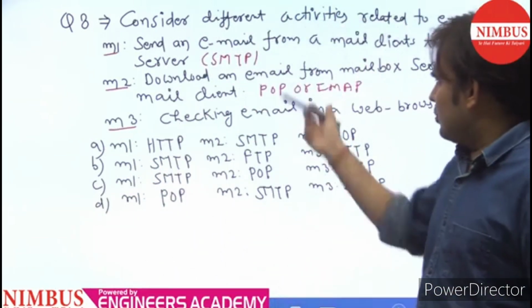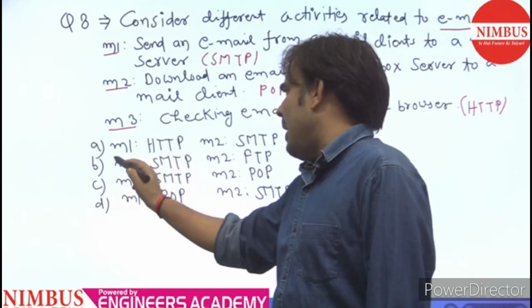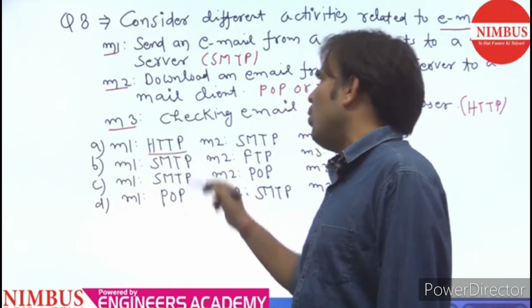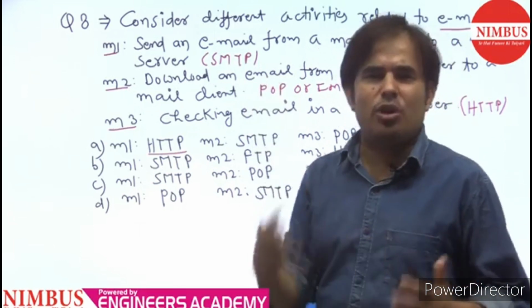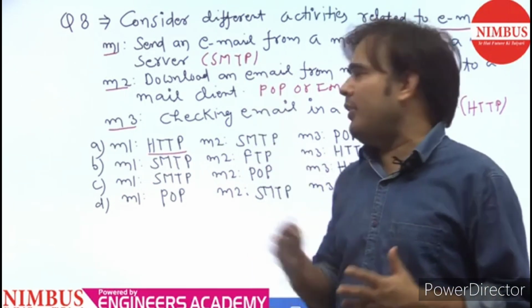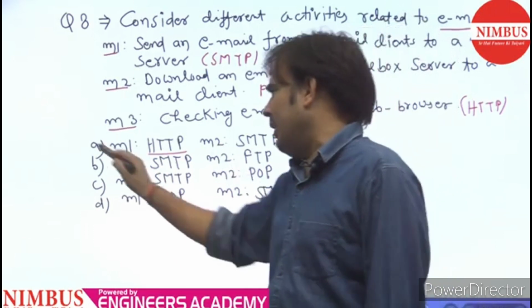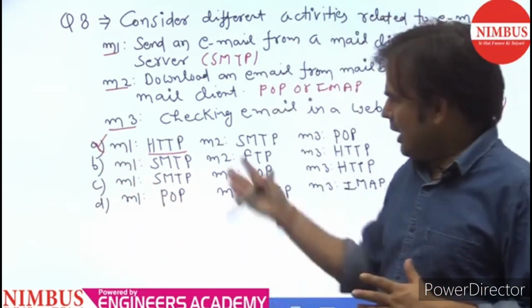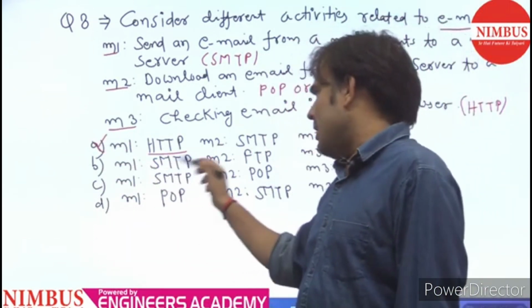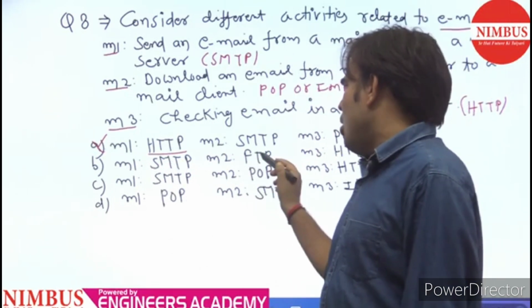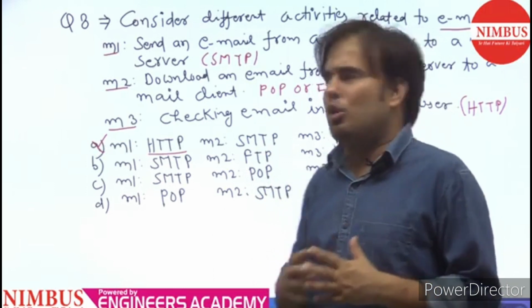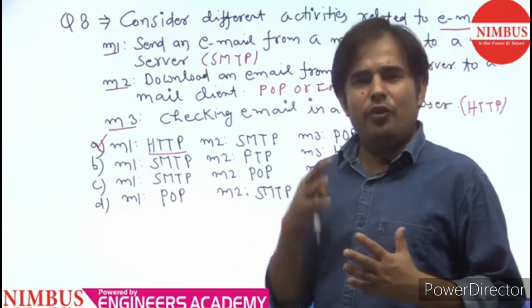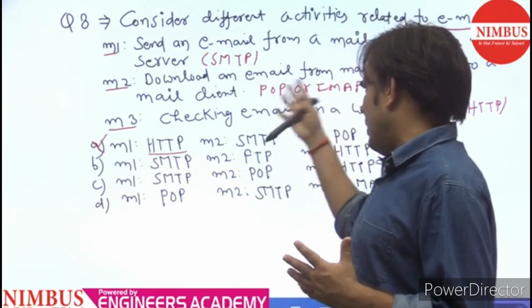So let's see which option is correct here. M1 is using what? HTTP? No. M1 activity is going to send electronic mail, and to send the electronic mail we need SMTP, not HTTP. So directly we can cut that option. M1 SMTP, yes. M2 FTP, no. To download the file we use File Transfer Protocol, but to download the emails we can use either one.